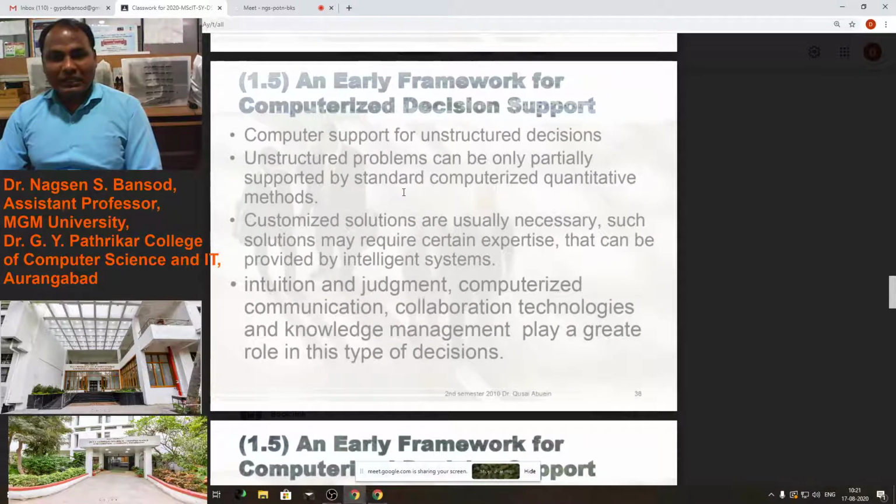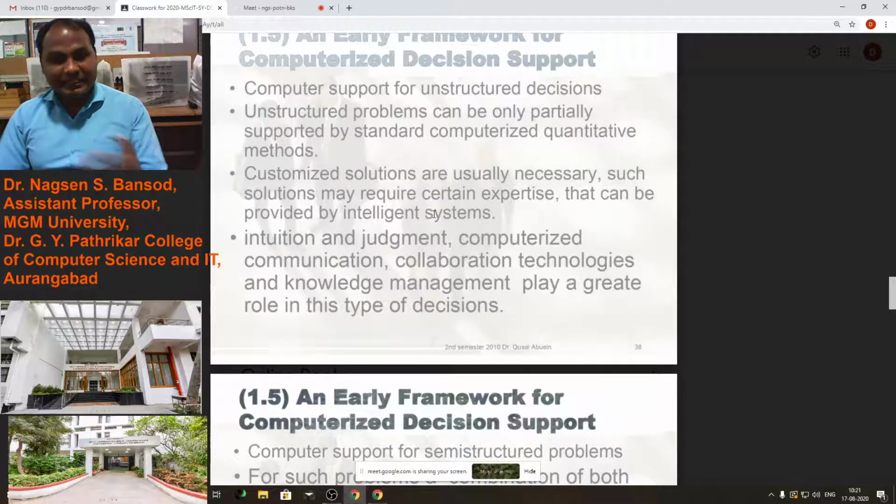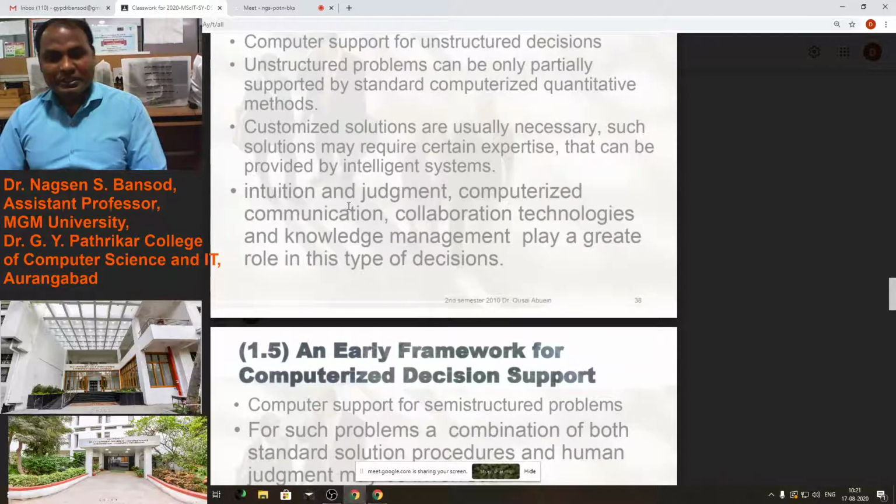Computer support for unstructured decisions. An unstructured problem can only be partially supported by standard computerized quantitative methods. Customized solutions are usually necessary, as such a solution may require certain expertise that can be provided by an intelligent system, intuition, and judgment. Computerized communication, collaboration technologies, and well-known management play a great role in this type of decision system.